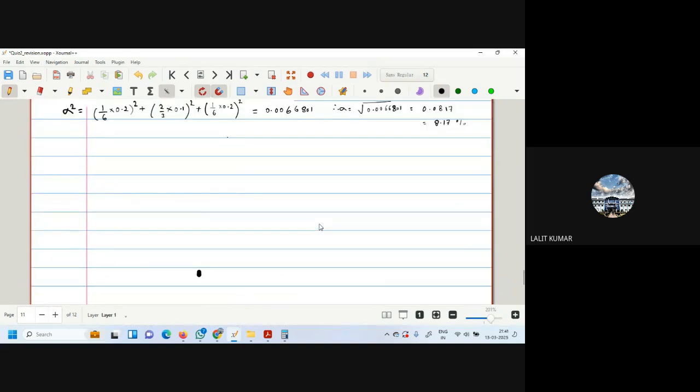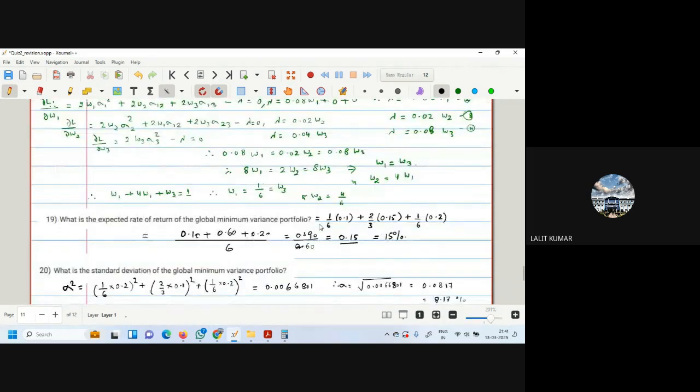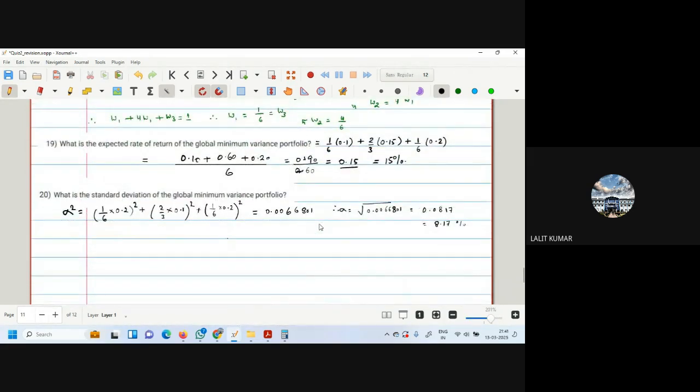So I think this was the last question of question 7. This was, what is the expected rate of return? Now we know W1, W2, W3, we put them in the formula, and we get this. What is the standard deviation? We know all other values are 0 here. So we find the variance and take the root of this, and we get this.